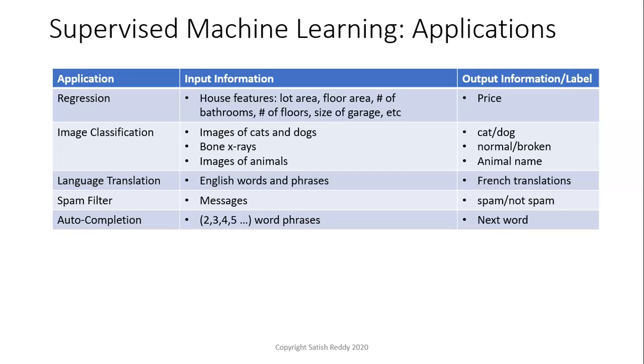For a spam filter, the input information may be the messages, such as text messages or email messages, and the output information would be the label spam or not spam attached to each message. And then for auto-completion, the input information may be 2, 3, 4, or 5-word phrases, and the output information would be the next word for each of those phrases. In machine learning, as we will see, the goal is to find a function that maps the input information to the output information for the training data, and then use that function to make predictions when new input information is provided.